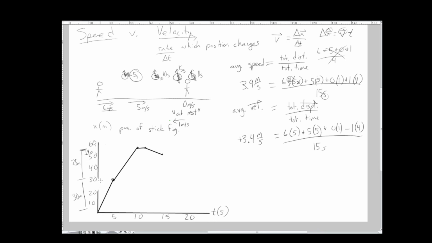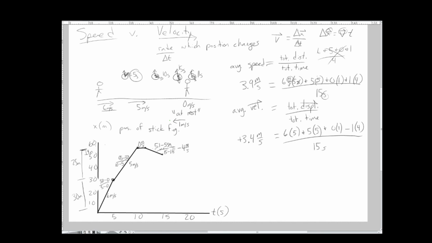And you may notice here, if we take the slope of each segment, we'll get the velocity for that segment. Whoops. That should be 51 minus 55. Meters per second. Your slopes do have units.